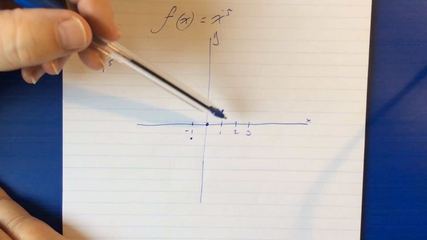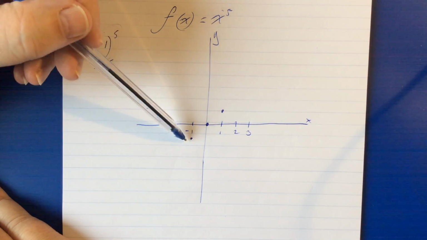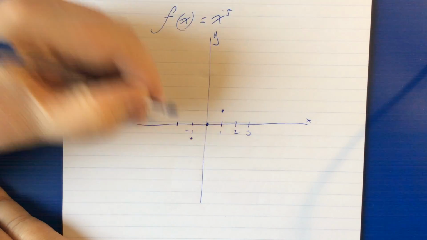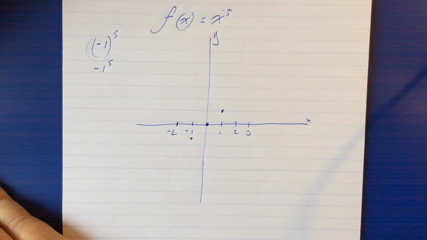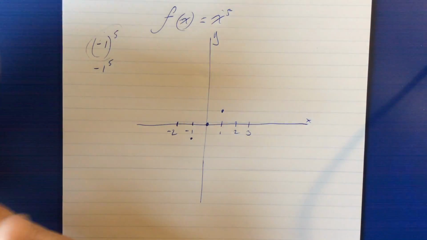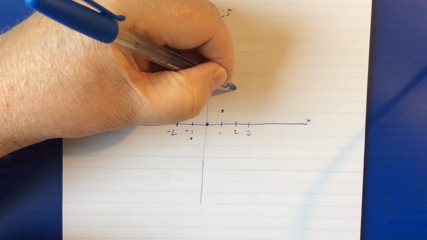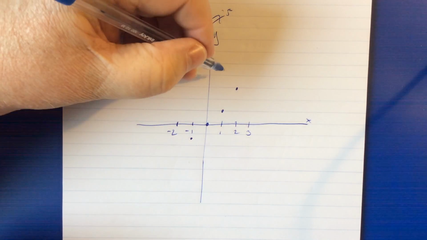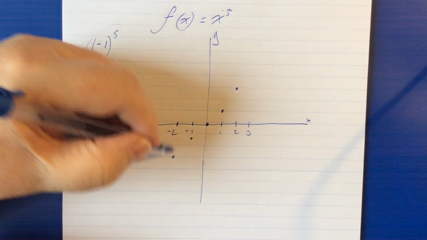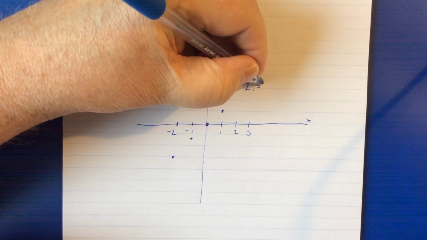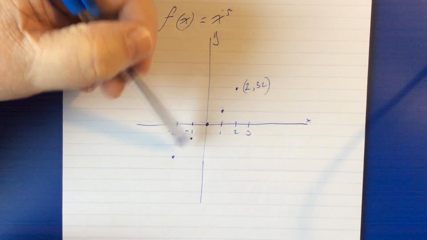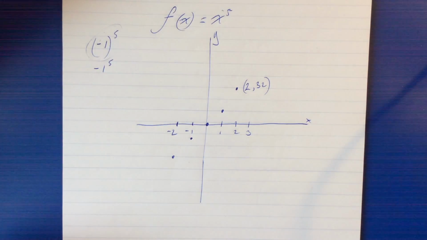So we already know that this thing passes through the origin, and it looks suspiciously like we might have a bit of symmetry going on. Let's try 2. 2 to the power of 5 is 2, 4, 8, 16, 32. And I'm drawing this wildly out of scale, so just be warned about that. So that is 2, 32. And the corresponding points down here are negative 2, negative 32.